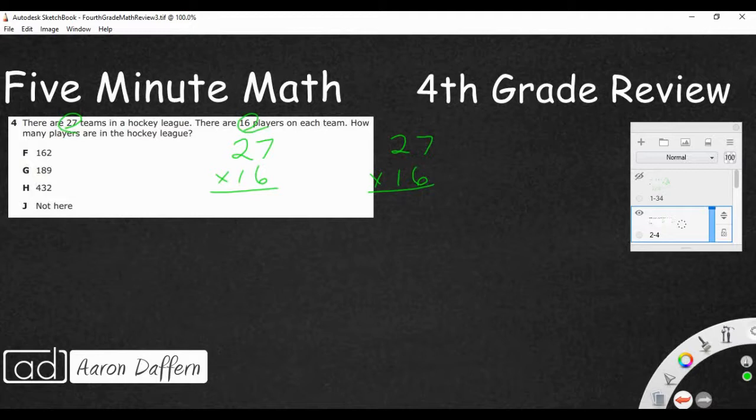One of them might be a little bit quicker, but if you prefer one over the other, it will get you the same answer. So we always look at the ones digit in the bottom number, and we multiply it by both of those digits separately. So when we're looking at the standard algorithm, we're going to say 7 times 6.